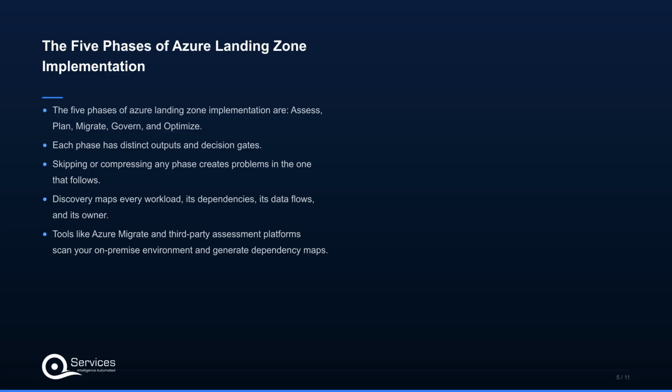Let's talk about, next up, the 5 phases of Azure Landing Zone implementation. The 5 phases of Azure Landing Zone implementation are: assess, plan, migrate, govern, and optimize. Each phase has distinct outputs and decision gates. Skipping or compressing any phase creates problems in the one that follows.